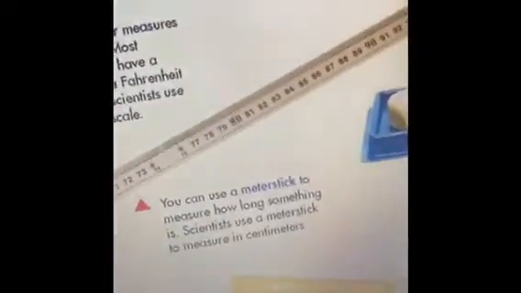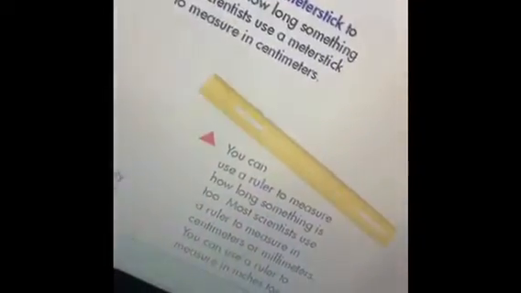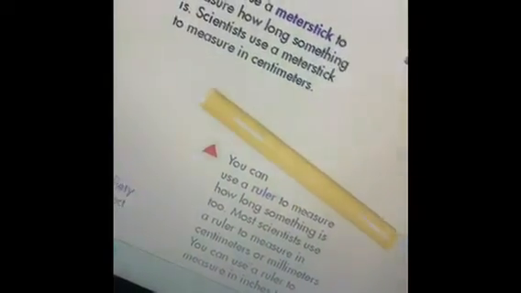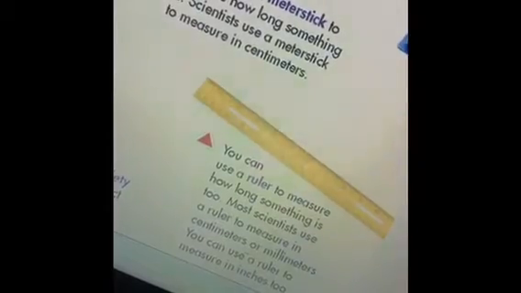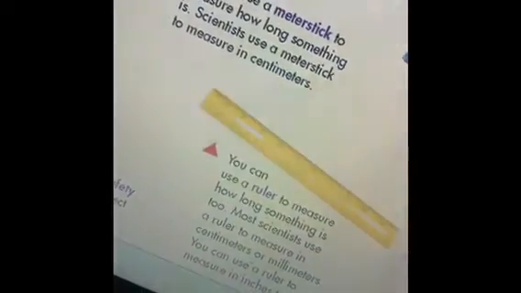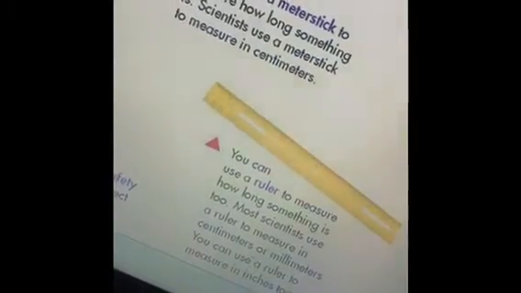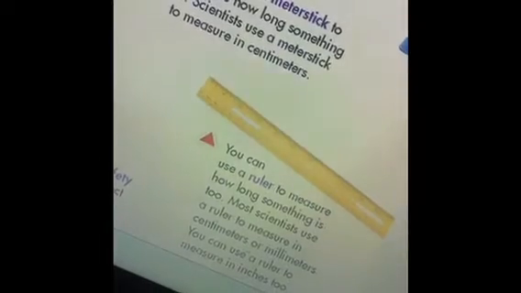Third tool is the ruler. We use a ruler to measure how long something is, but for small objects. For small objects like a book, if you want to measure your box size, you can use a ruler. The ruler is a tool to measure how long something is.